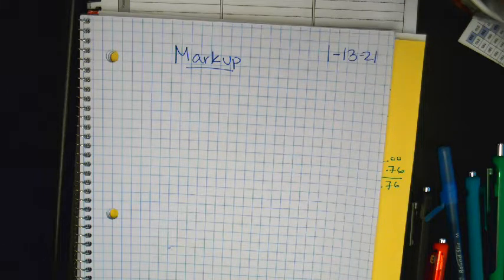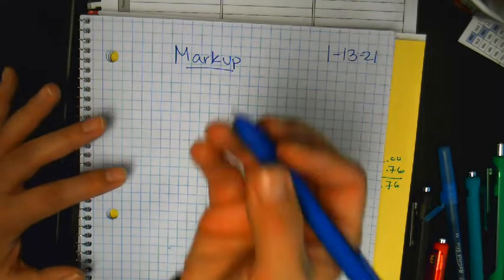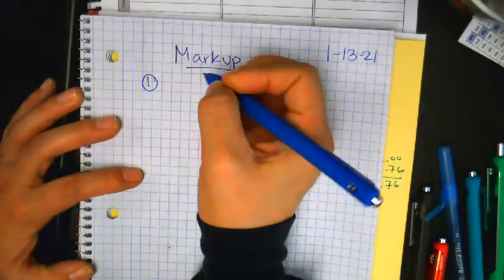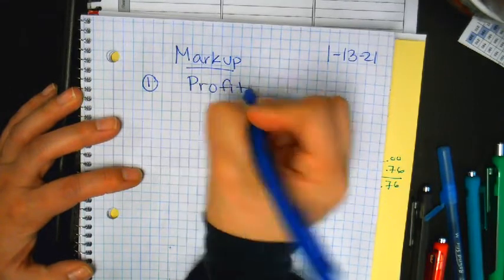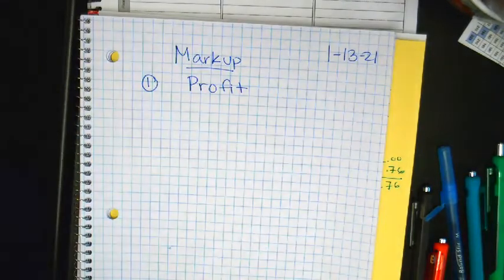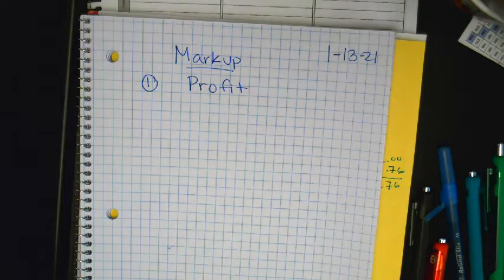So this is new, but it's not new. Markup is the exact same steps as tax. Exact same steps. But the idea is different. Okay? So, first thing you're going to do is you're going to solve for what is called the profit. All right. So, markup is what the stores do to a price.